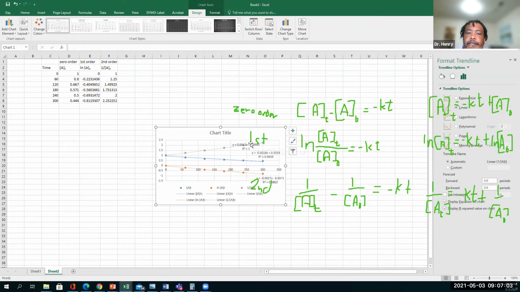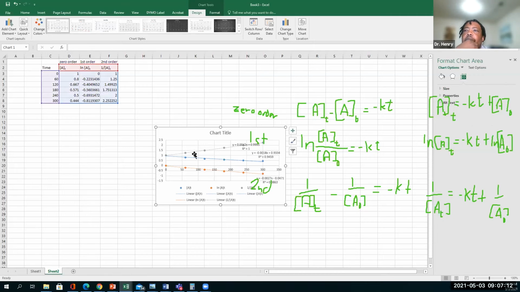So these were our three options. And let's see, the gray is our second order reaction, the orange is our first order reaction, and the blue is our zero order reaction.